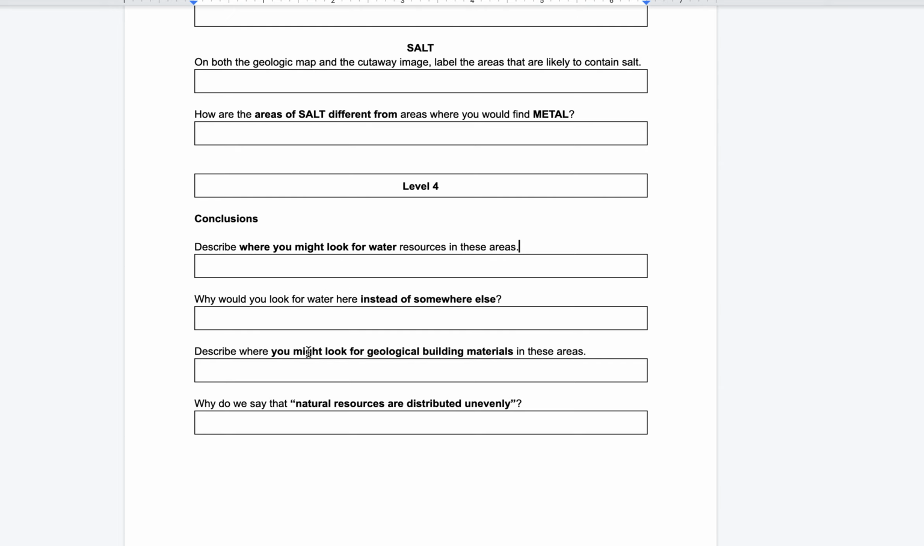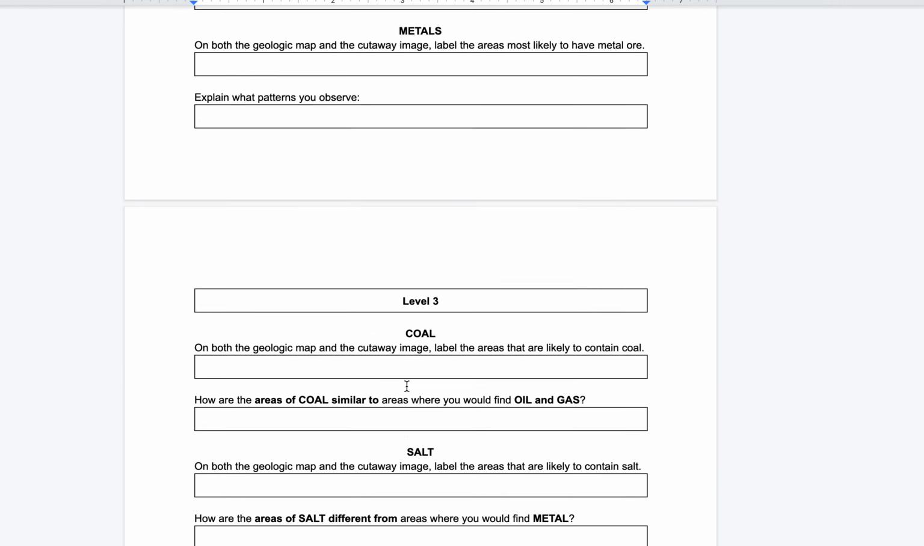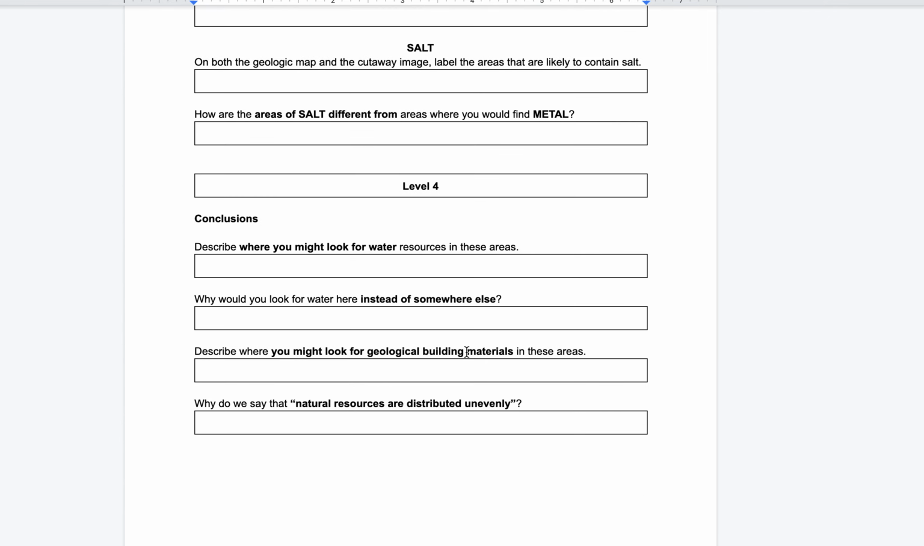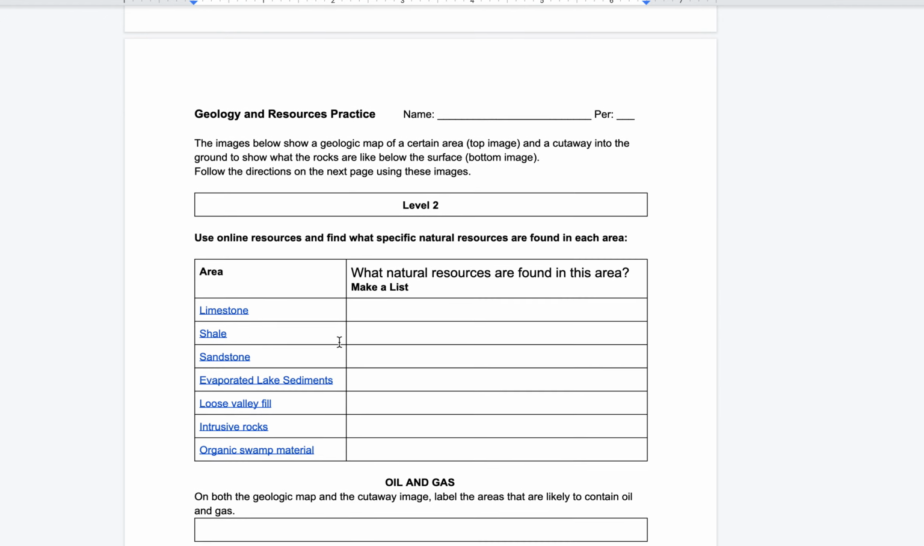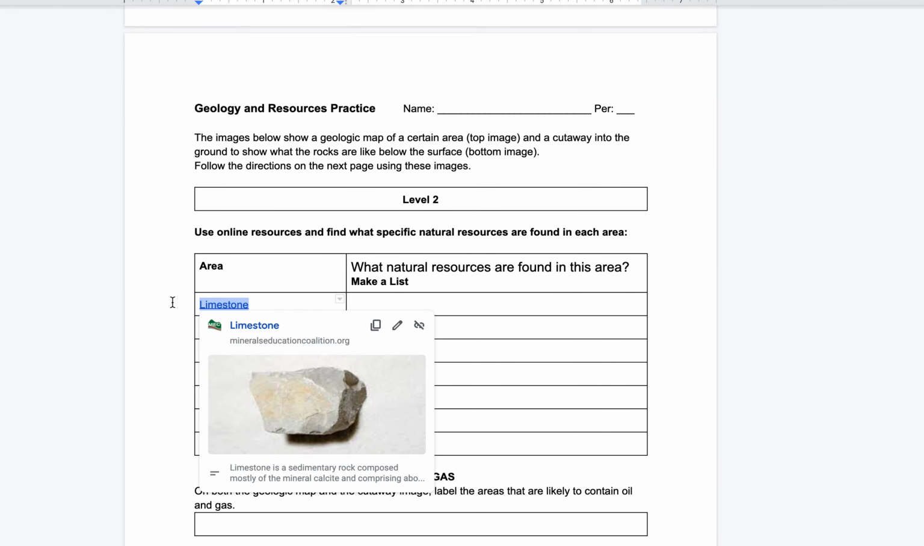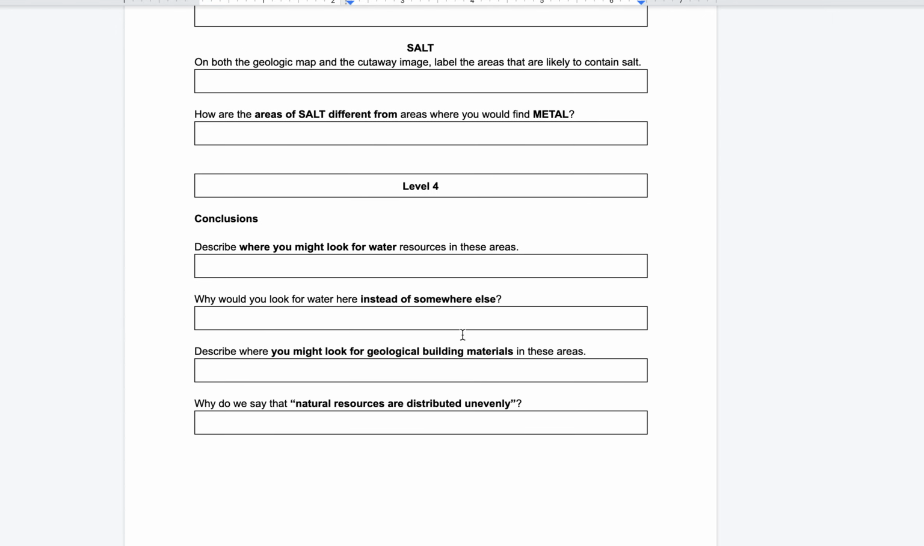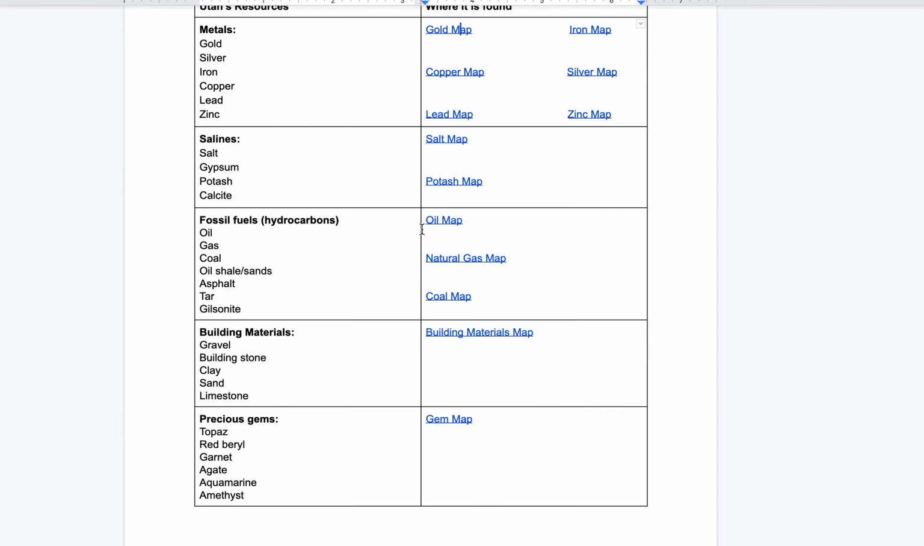Describe where you might look for geological building materials in this area. We haven't talked much about building materials. So if we had building materials, where in these areas would we find them? I'll give you a clue. In the last activity, we said that limestone would be a building material. So what other areas will we find building materials? You can also look at your past assignment, where you have the list: building materials, limestone, sand, clay, building stone, and gravel. Those are your building materials.